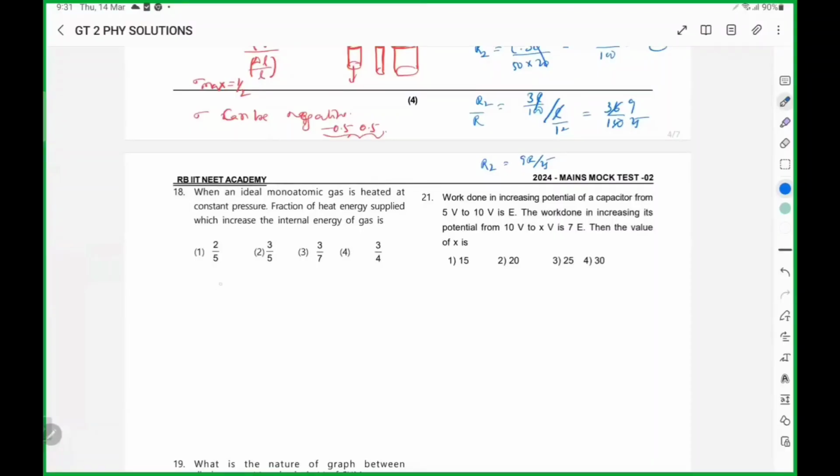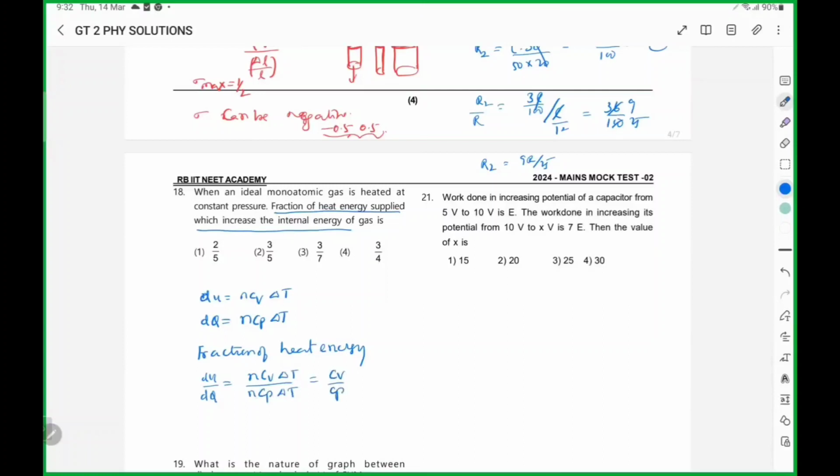When an atomic gas is heated, the fraction of heat energy which increases internal energy: internal energy is nCv delta T, and dQ here is nCp delta T. So the fraction of heat energy is nCv delta T by nCp delta T, which is Cv by Cp, which is 1 by gamma.